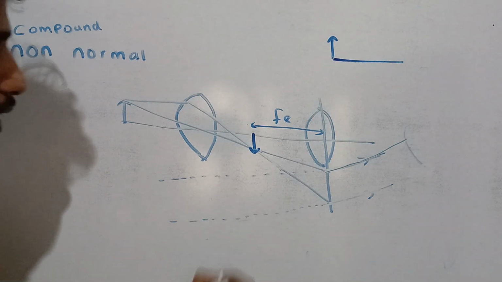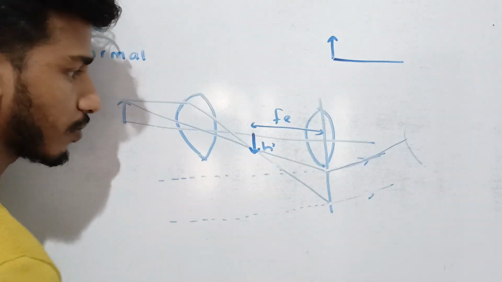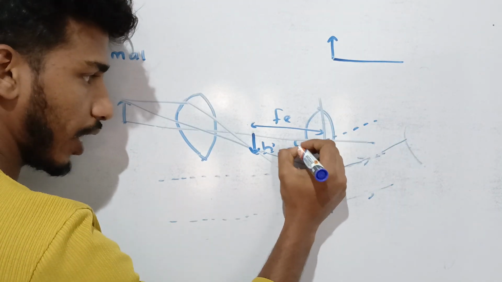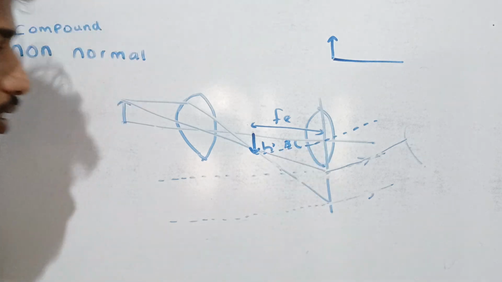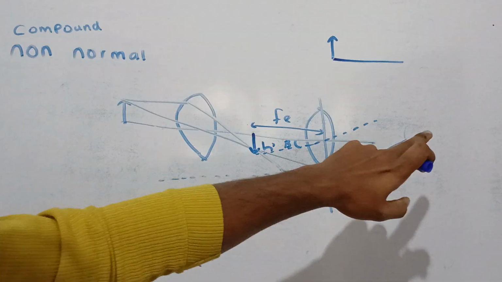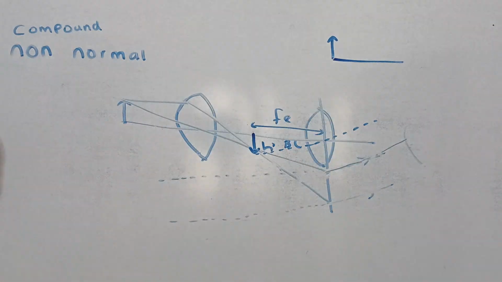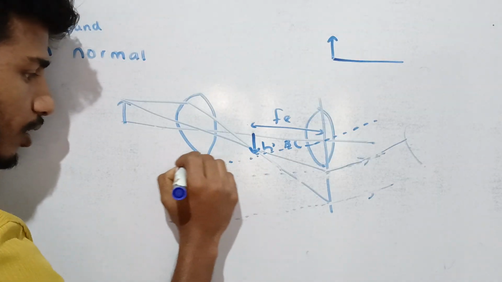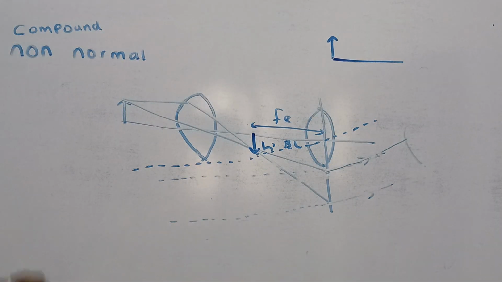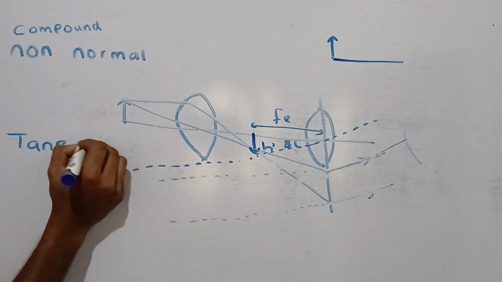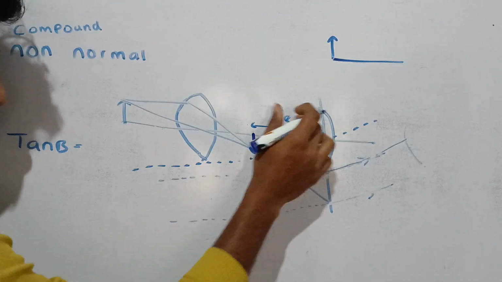Okay, and let's say the height of the image is h dash, and you can see it is going through this. Let's say the angle is beta. So this is the angle created on the eye by the image from the microscope, since it's a virtual image. Because you should understand, even if you draw it this way, it will be parallel. Okay, so actually tan beta is equal to h dash over f e.